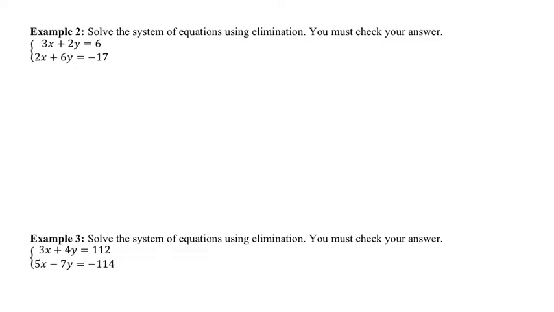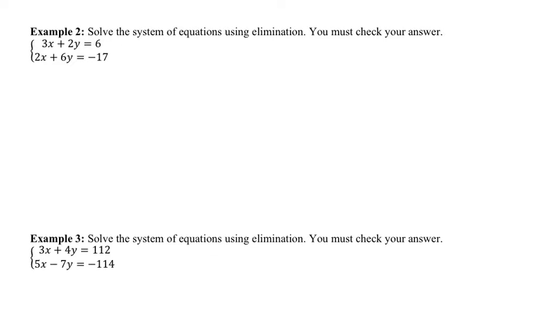So in example 2, remember, in order to eliminate, we need that when we add the two equations together, one of the variables eliminates. So that means we need something like a 3x, and then that'd be great if this was negative 3x. We need a 2y, and that'd be great if this was negative 2y. Or maybe if this is 2x, that'd be great if this was negative 2x. This is 6y, so this would be great if this was negative 6y.